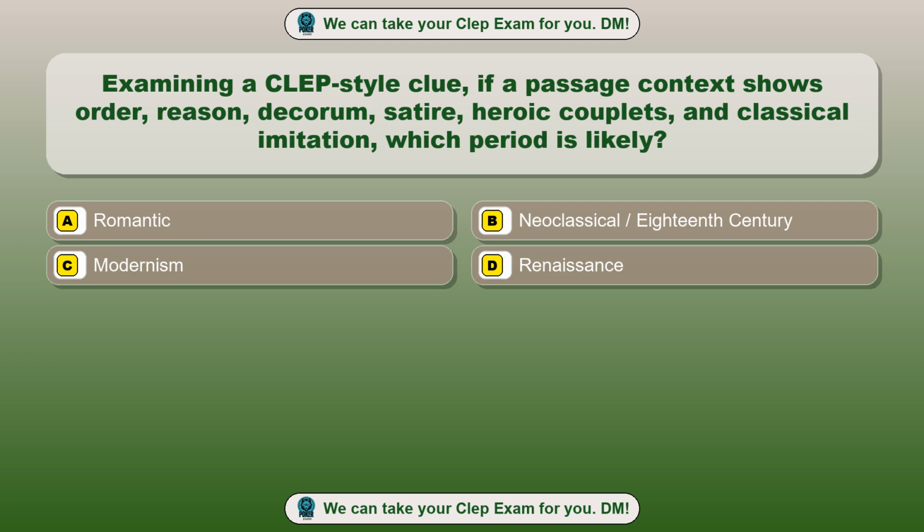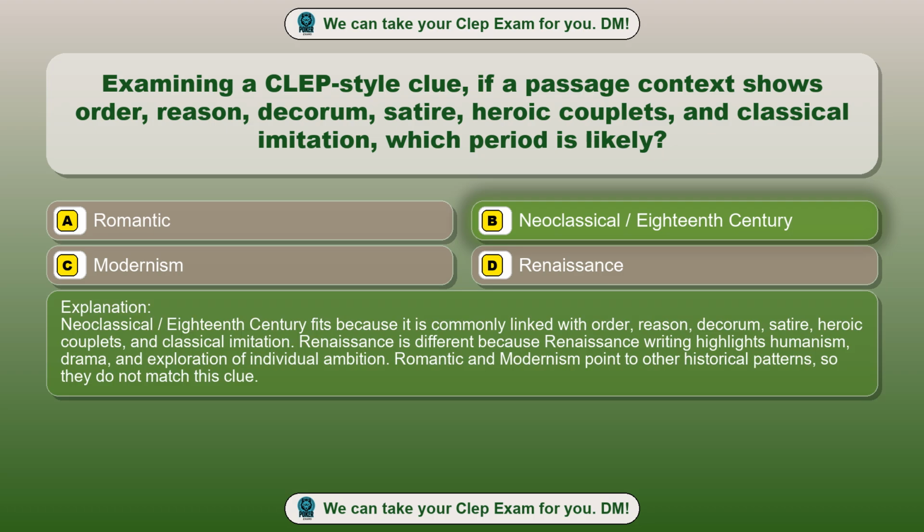Question 50. Examining a CLEP-style clue, if a passage context shows order, reason, decorum, satire, heroic couplets, and classical imitation, which period is likely? Option A. Romantic. Option B. Neoclassical/18th century. Option C. Modernism. Option D. Renaissance. The correct answer is option B. Neoclassical/18th century. Neoclassical/18th century fits because it is commonly linked with order, reason, decorum, satire, heroic couplets, and classical imitation. Renaissance is different because Renaissance writing highlights humanism, drama, and exploration of individual ambition. Romantic and modernism point to other historical patterns, so they do not match this clue.